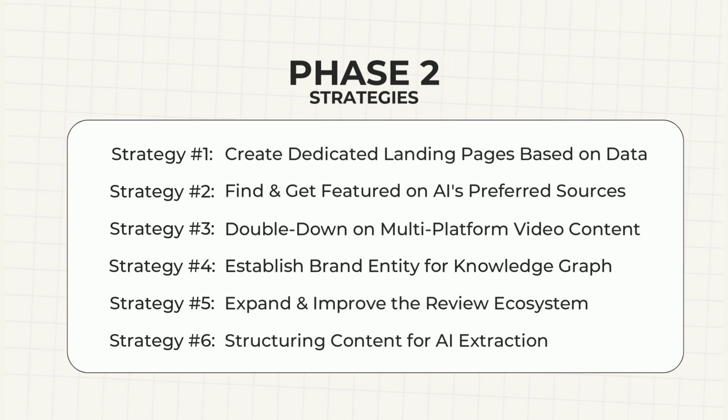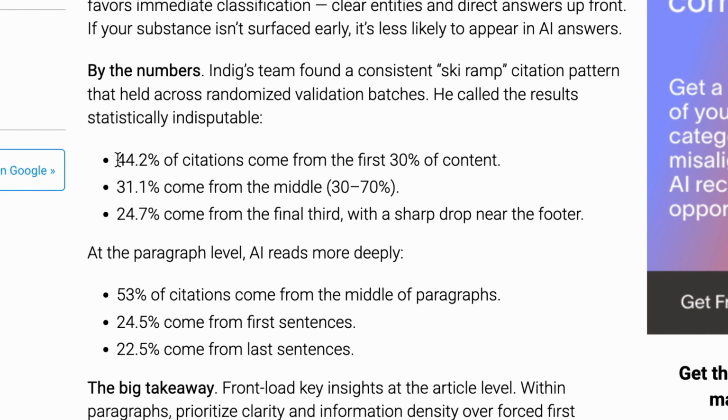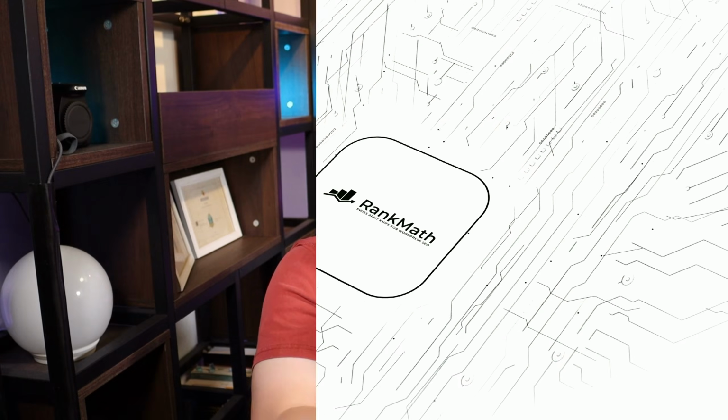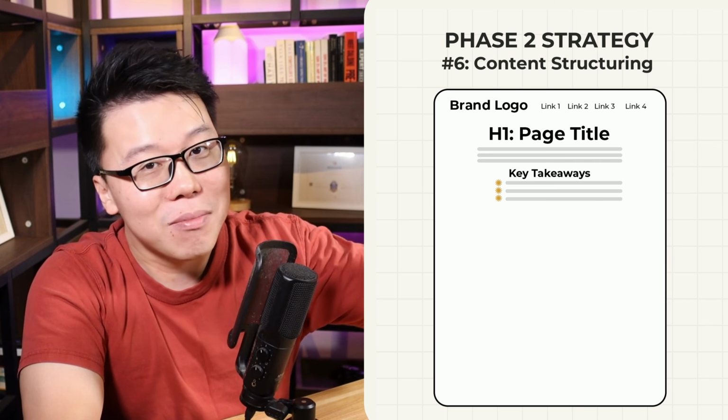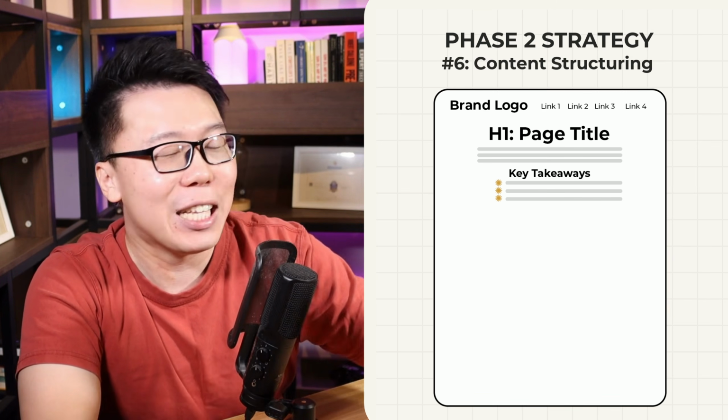And finally, it is about structuring your content for AI extraction. A study shows that 44.2% of citations come from the first 30% of the content, 31.1% come from the middle, and 24.7% from the bottom of the page. So the most important thing you can do is to put your answer at the very top of the page. Have the mindset of answer first, explain second.